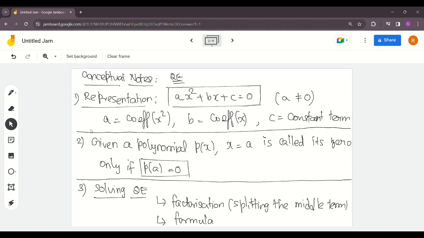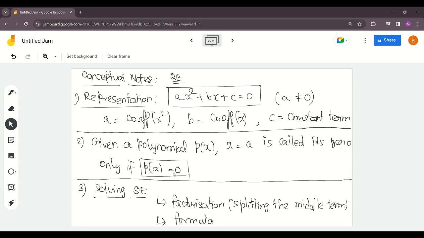a is nothing but the coefficient of x square, b is the coefficient of x, and c is the constant term. This we learned in the polynomials chapter. Given a polynomial p of x, x is equal to a is called a zero of the polynomial if p of a is equal to 0. Zero means a solution.